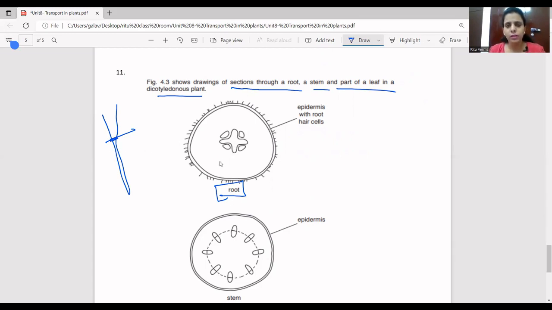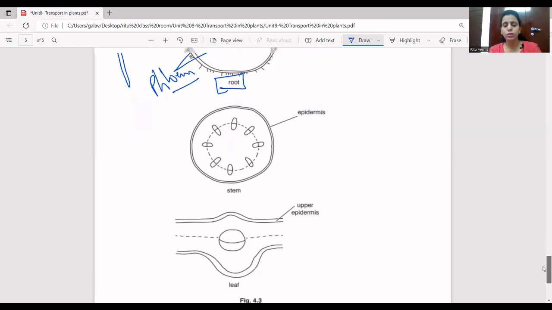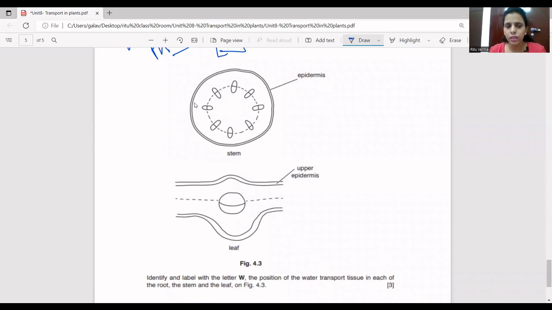I have already told you in the previous videos that the tissue present in the center is xylem. You have to remember it like this, and the tissues present on the sides of the xylem are your phloem tissue. Then you have the cross section of the stem, and in the stem also, in the center you have a ring called the cambium ring. The tissues present on the inner side are your xylem, and the tissues present on the outer side are your phloem.